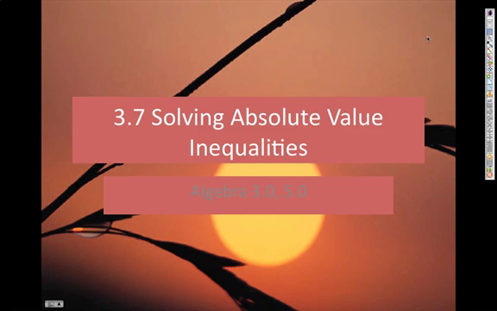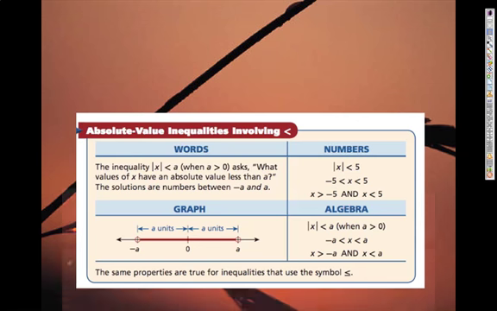This is the final lesson for Chapter 3, and it relies on the concepts learned in 3.6 when you have compound inequalities. This is basically going to be absolute value inequalities, just like in Chapter 2, we had absolute value equations at the end.